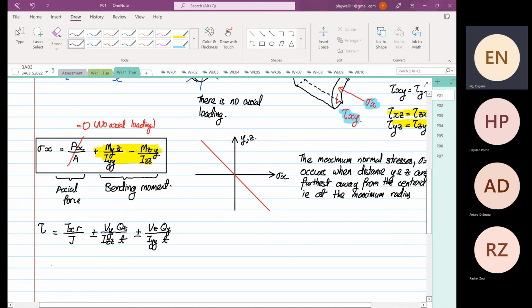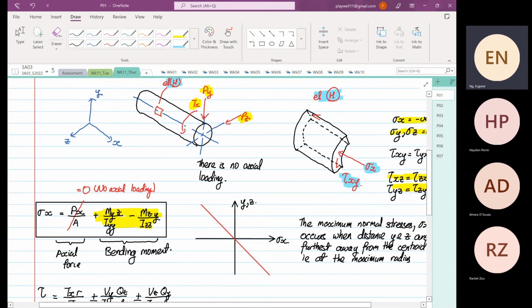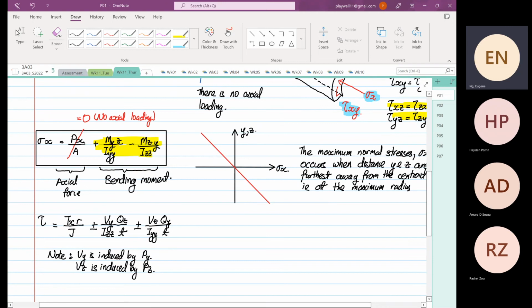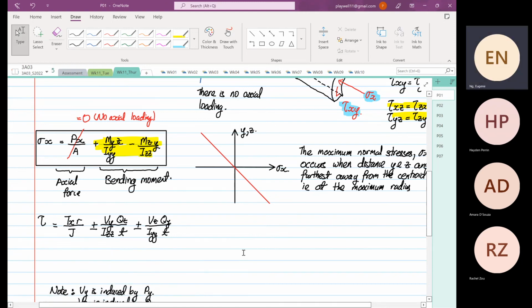I'll put down here a note that Vy is induced by Py and Vz is induced by Pz. So you get both your Py and Pz. Let me put this somewhere lower, because I have things to write.